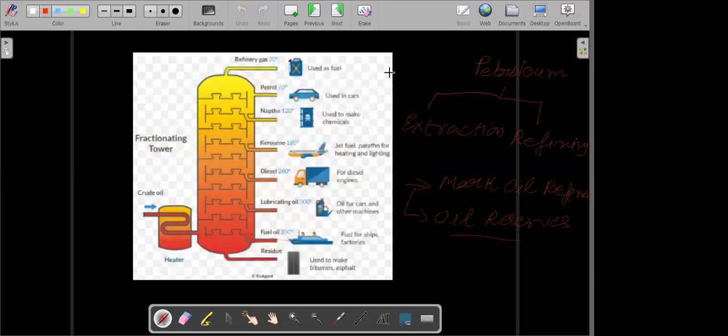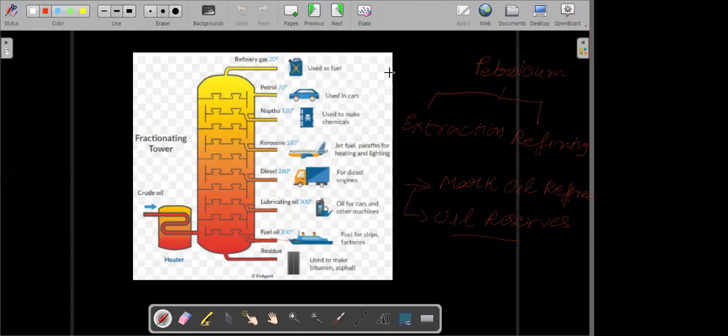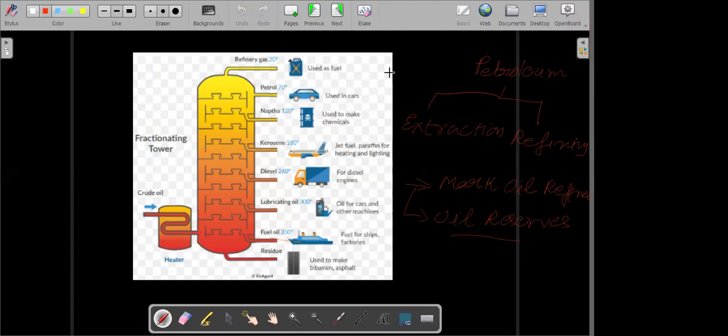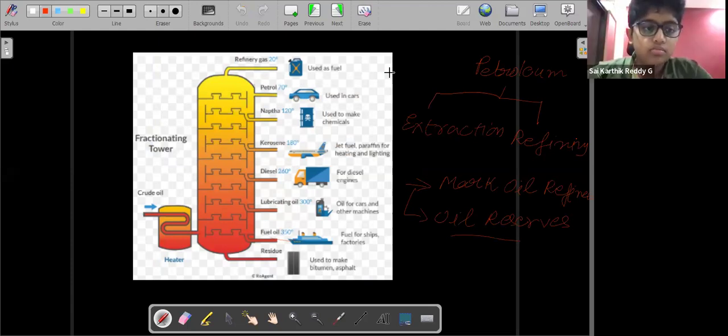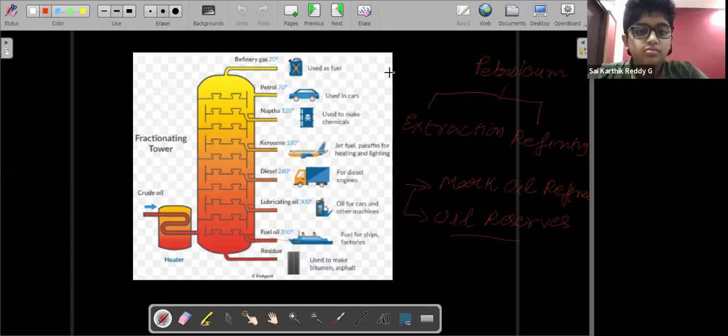Can you recall which all products are obtained now? Oh, sorry, sir, it was crude oil. Crude oil is not obtained. Crude oil is the one which we are using. That is the petroleum, which is being transported and fed into the refinery. This big tower which we look at here, this tower is the refinery. Yes, sir. Okay.